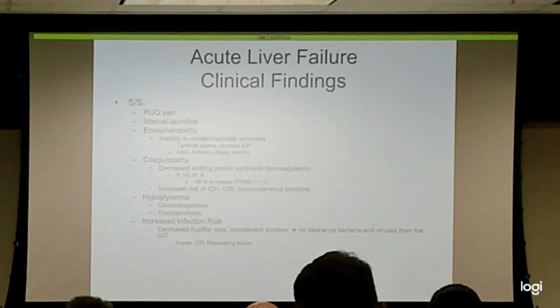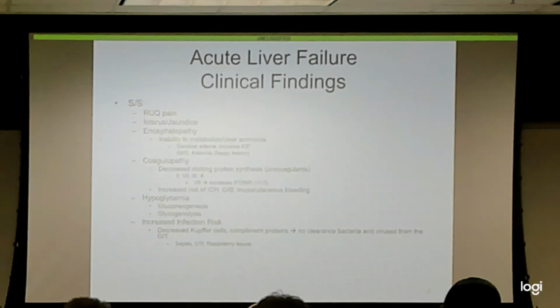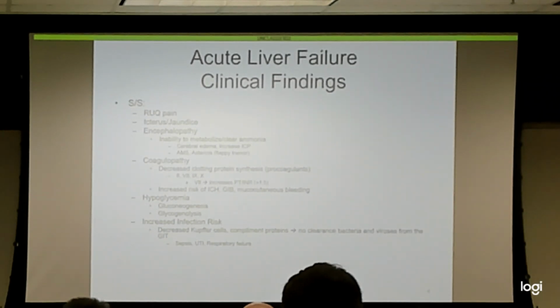Coagulopathy: decreased clotting protein synthesis and procoagulants. So factors 2, 7, 9, and 10, and I'm going to have increases in my PT and INR. Increased risk of ICH, so now I'm bleeding, right? So intracranial hemorrhage, GI bleed, cutaneous bleeding, so I've got bruising everywhere, I've got bleeding gums, super ugly. You know, I told you that Tylenol intoxication is an ugly death. This is what I'm talking about.